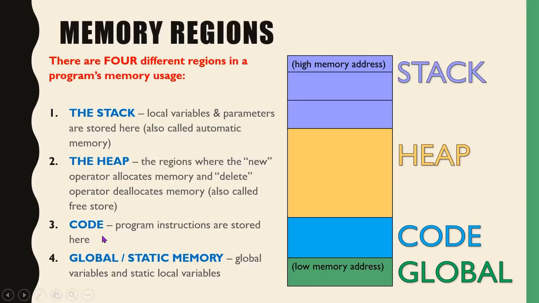Then there's another memory region called the code. Code is where your program instructions are stored. And then the last section is global and static memory. These global variables and the static local variables are stored here, and they have low memory addresses.